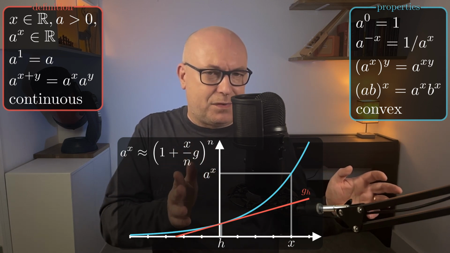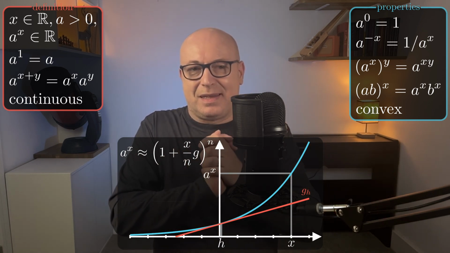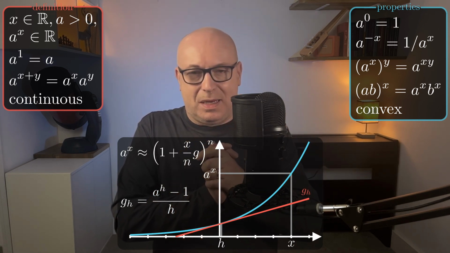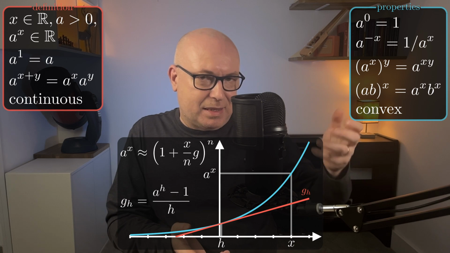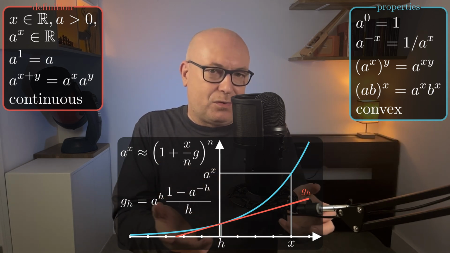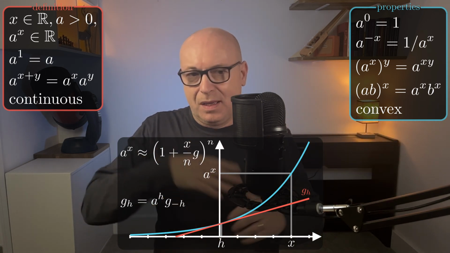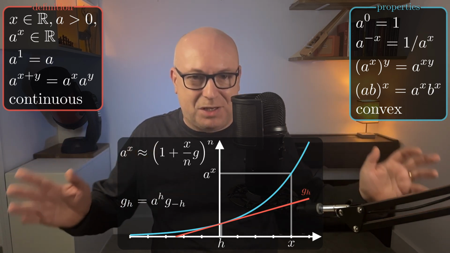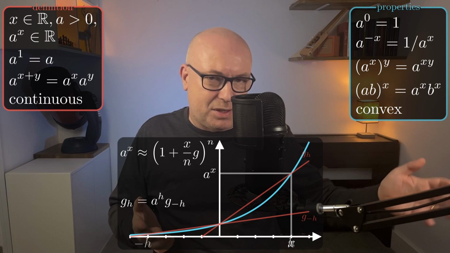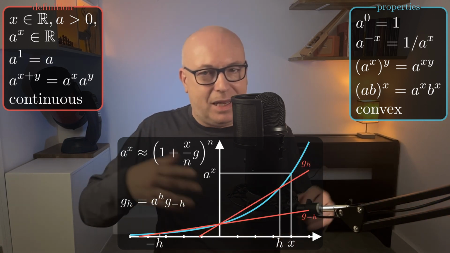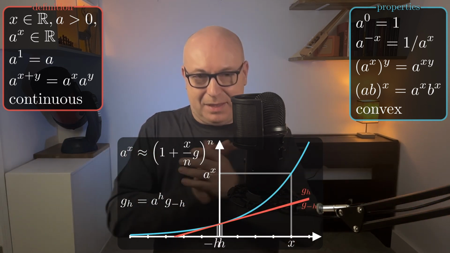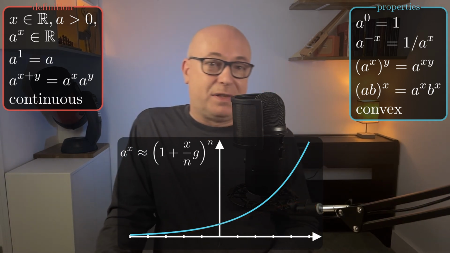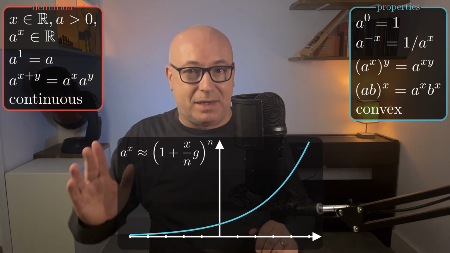Well, the gradient for step size h, this is a to the power of h minus 1 over h. We just extract out a factor of a to the power of h, and it gives the gradient for a step of minus h. So the left and right-hand gradients only differ by a scaling of a to the power of h, and this tends to 1 as h goes to 0. So the left and right-hand derivatives are the same. It's differentiable.